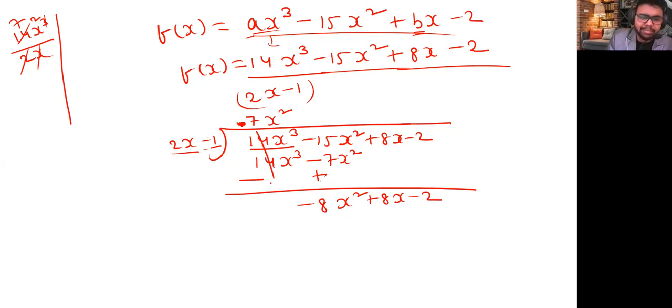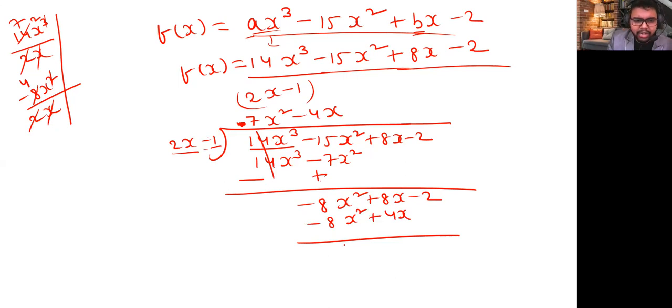Again, the same process I'm going to follow. I'm going to divide my first term, minus 8x square, with 2x. So x will cancel, there is just x and here would be 4. So minus 4x I'm going to write here, and the same thing here. After that, I'm going to multiply minus 1 and minus 4x. It will give me plus 4x.